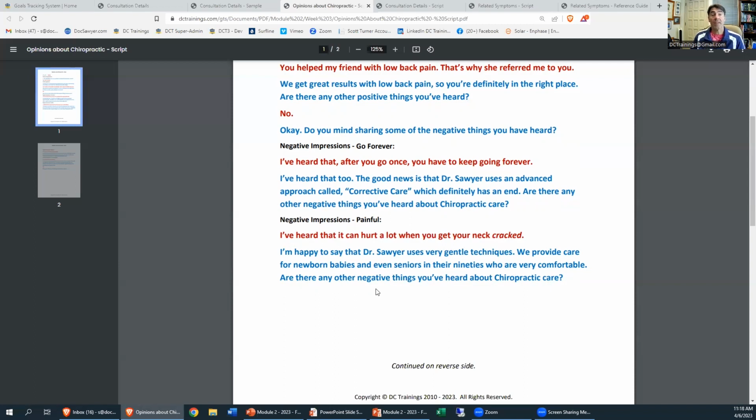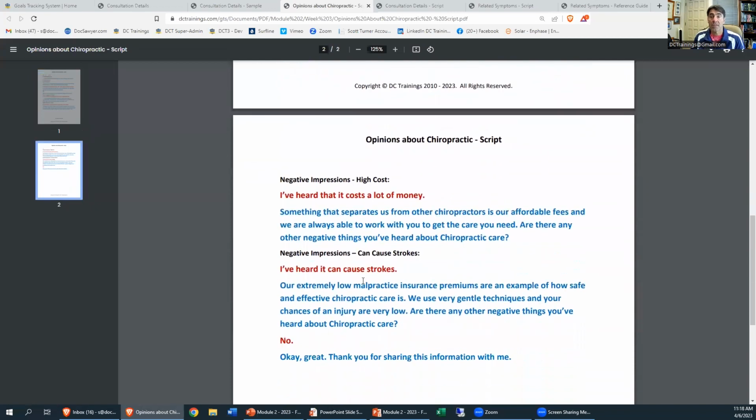Are there any other negative things you've heard? See, we're asking, what else? What else? We're not going to let it go until we know that we've addressed all of their concerns. Here's another one, the high cost. I mentioned that one earlier. I heard it costs a lot of money.